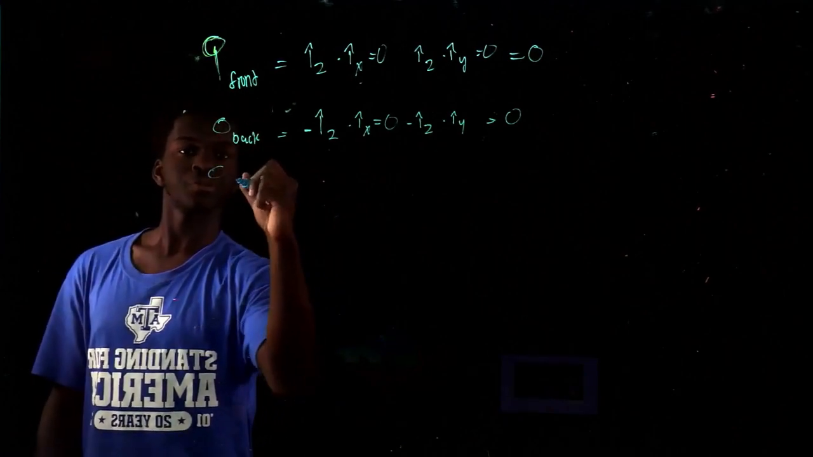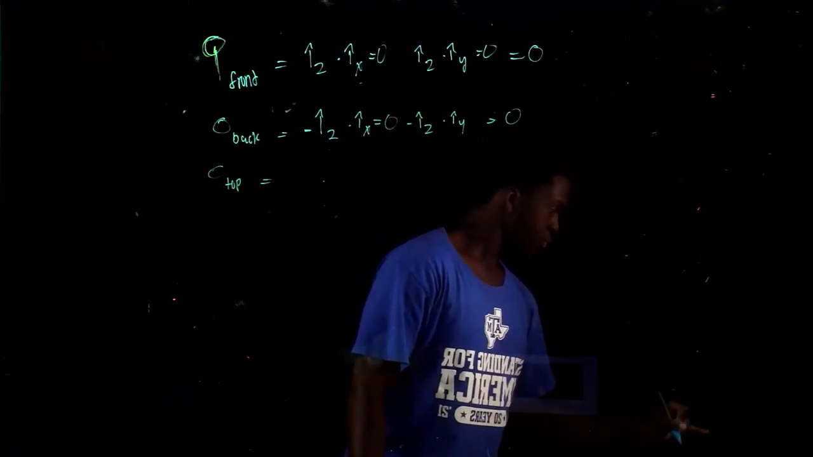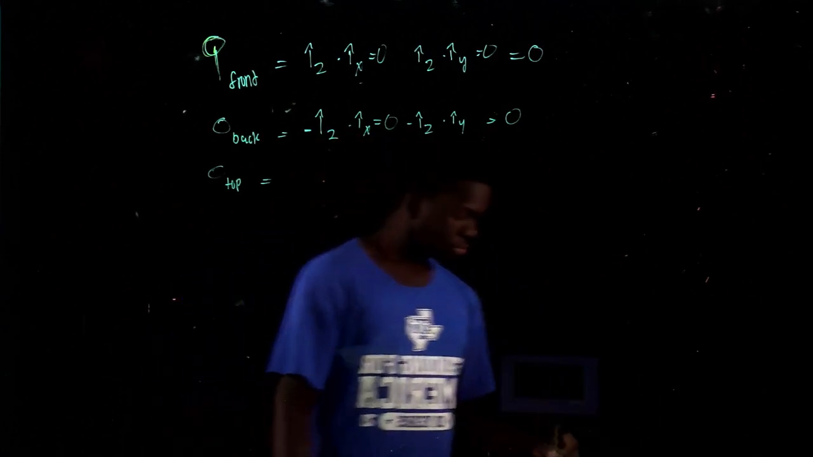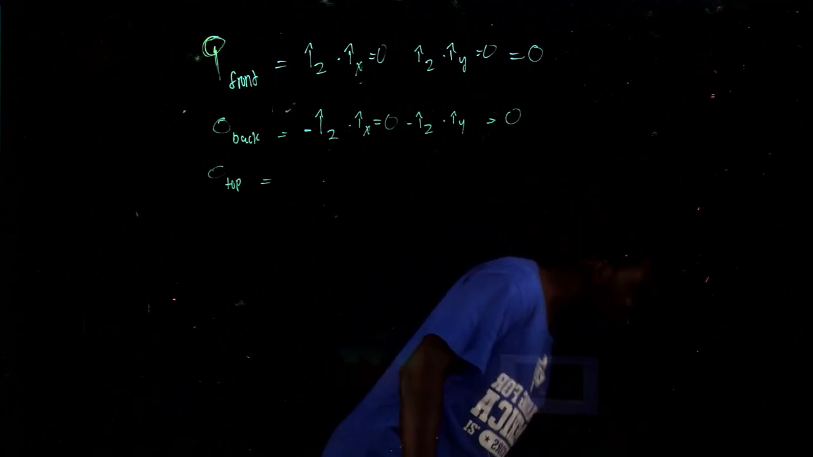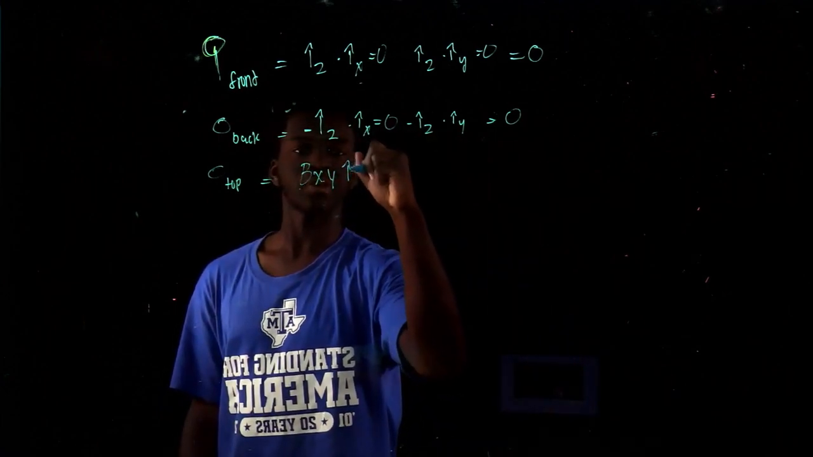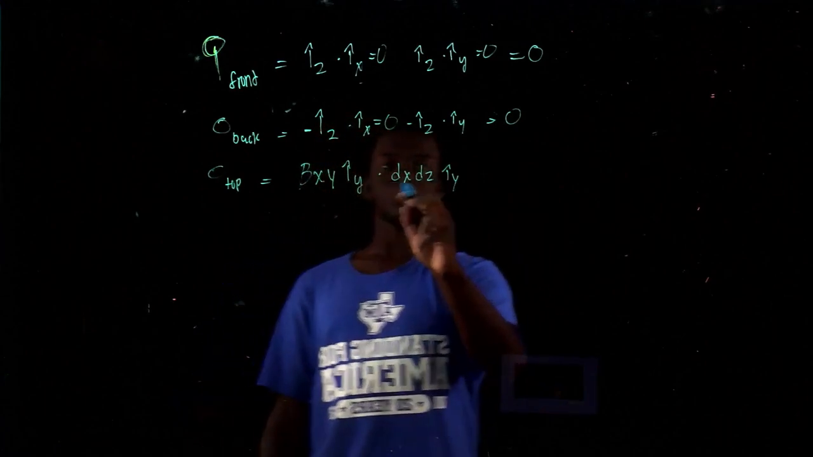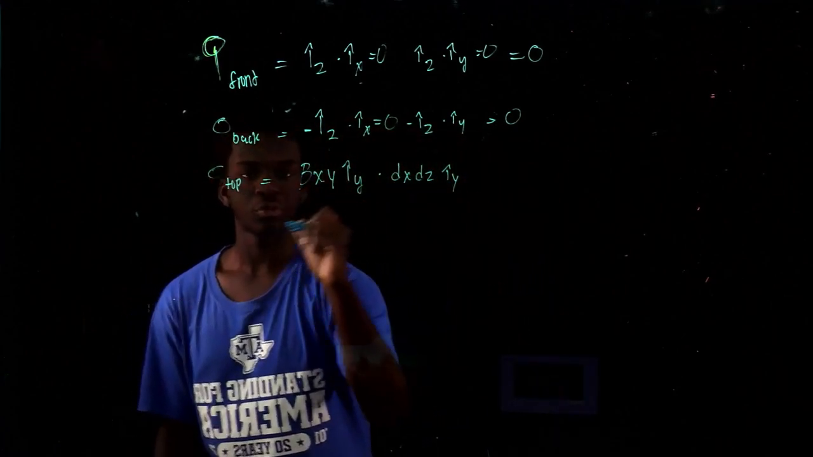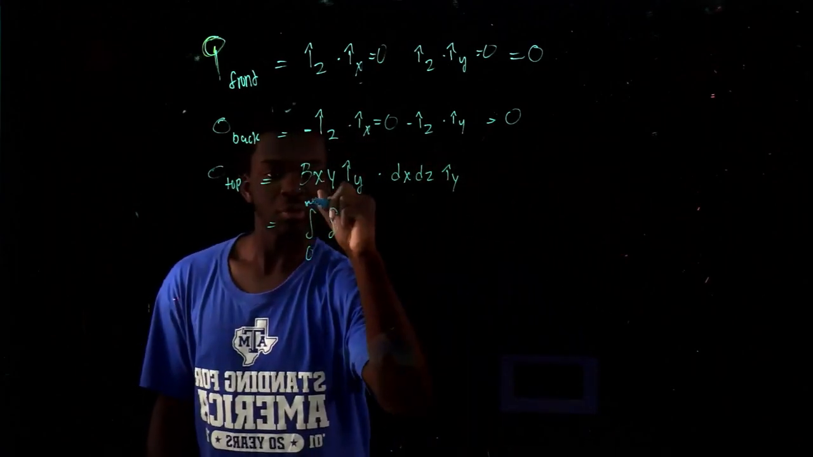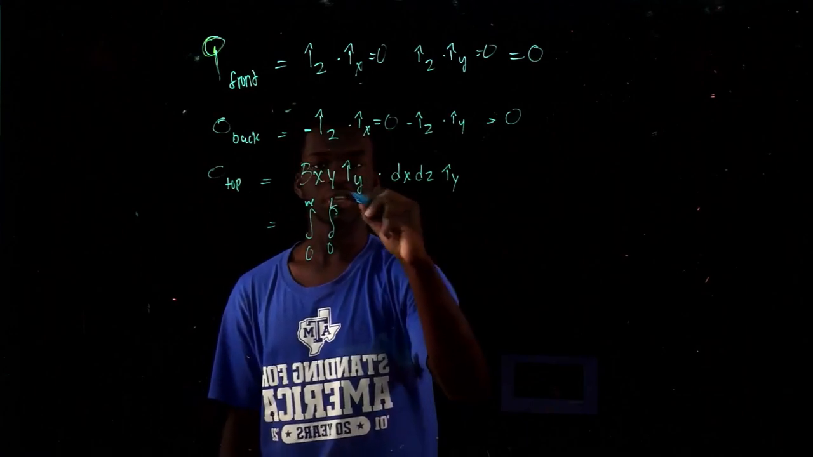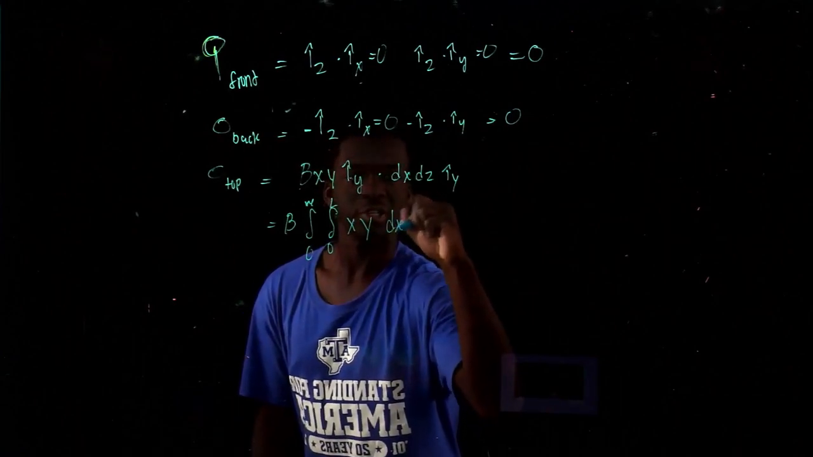Now we're going to do the flux for the top. We have a change in the X direction and a change in the Z direction, and this is in the positive IY direction. So we're going to be using beta XY IY times dx dz IY, and these are going to be equal to one. After that, you have to take the double integral, from zero to W and zero to L. Take out the constants. Beta's the only constant. This is going to be X, Y, dx, dz.